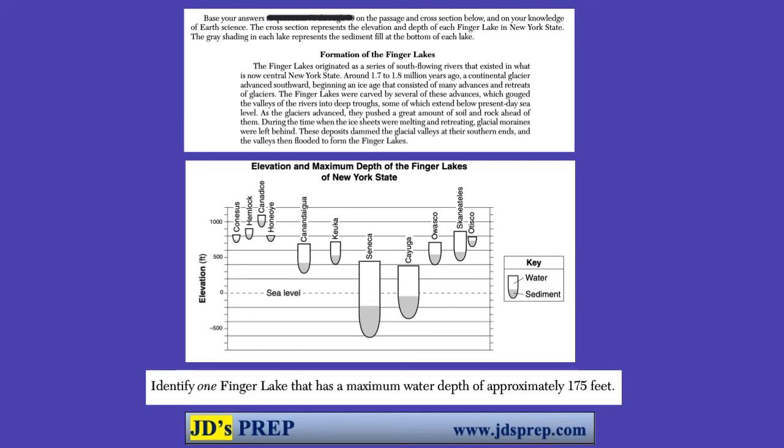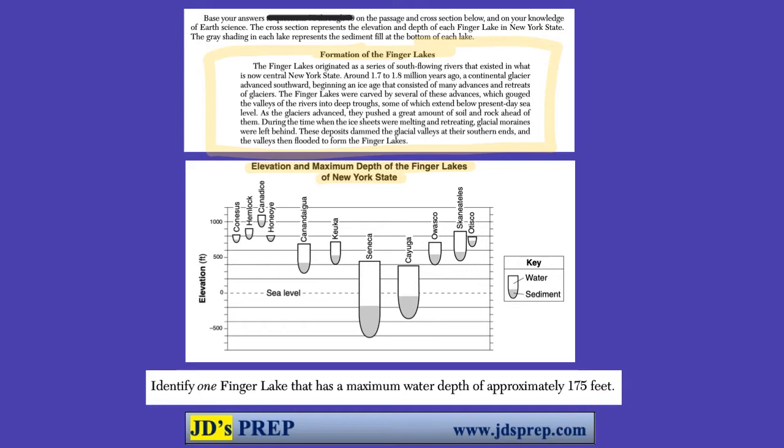So for the next few questions, we're going to be talking about the Finger Lakes. There's a bunch of information given here in the blurb, which we'll come back to. But for this first question, we're looking at elevation and maximum depth of the Finger Lakes of New York State here. This gives us the different lakes. And we're asked first to identify one Finger Lake that has a maximum water depth of approximately 175 feet.